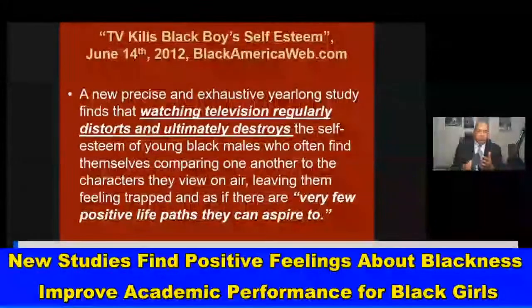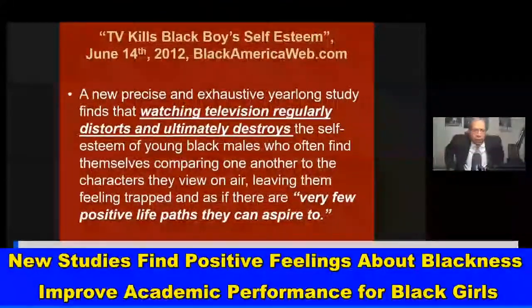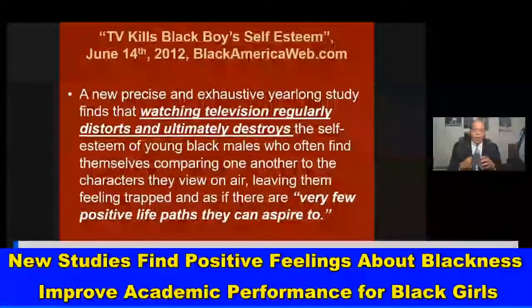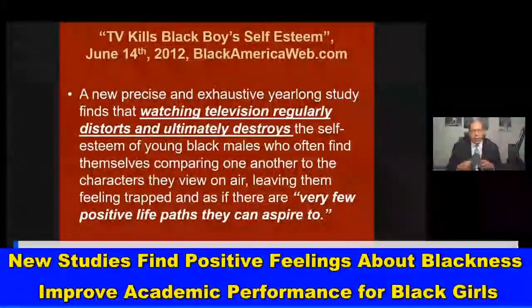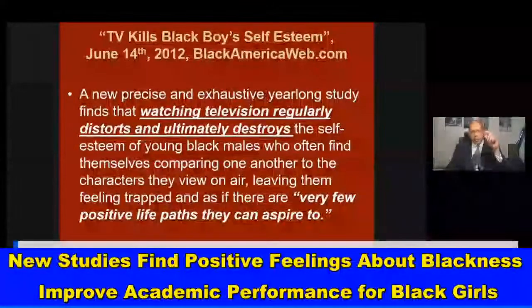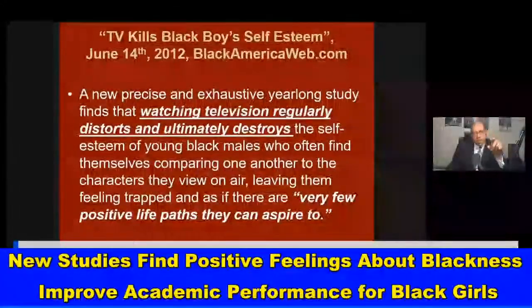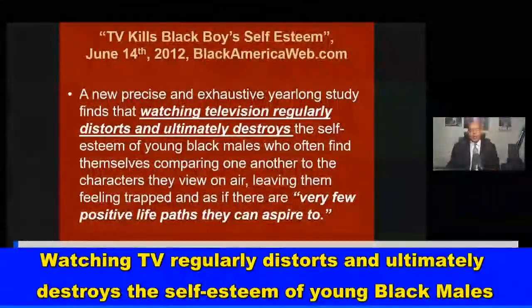who often find themselves comparing one another to the characters they view on air, leaving them feeling trapped and as if there are, quote, very few positive life paths they can aspire to, end quote. So there are numerous outlets that ran this story. This particular one comes from blackamericaweb.com, July 14, 2012.